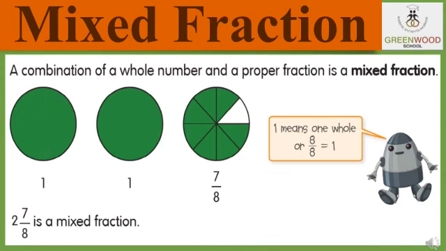The fourth type is mixed fraction. A combination of a whole number and a proper fraction is a mixed fraction. Look at the circles. Here we have 3 circles altogether. All the circles have been divided in 8 parts, but 2 of the circles have been colored whole. That means all 8 parts have been colored, so the fraction becomes 8 by 8, which is equal to 1. And in the third circle, out of 8 parts, only 7 are colored, so the fraction becomes 7 by 8. So the mixed fraction is read as 2 integer 7 by 8.